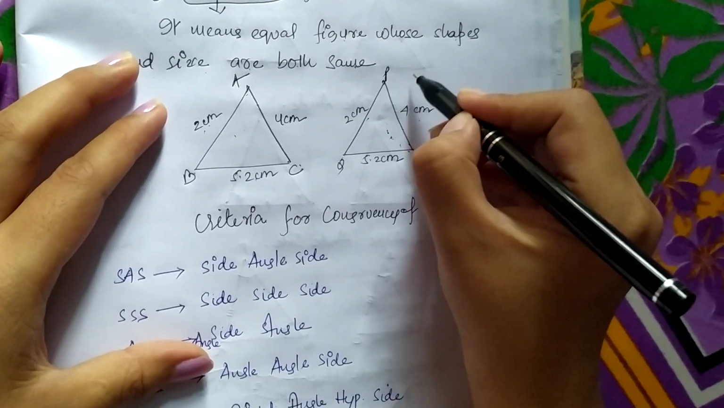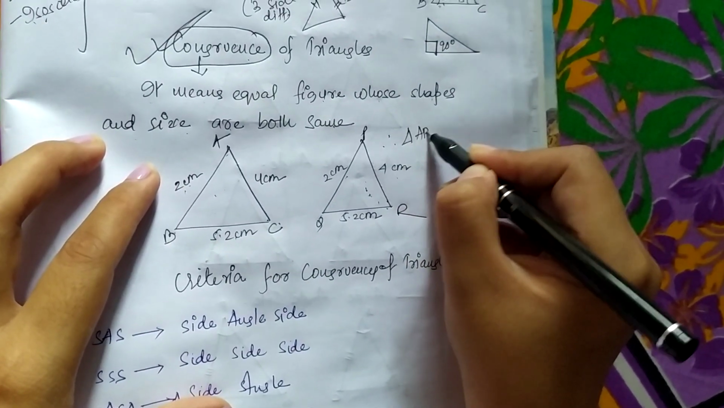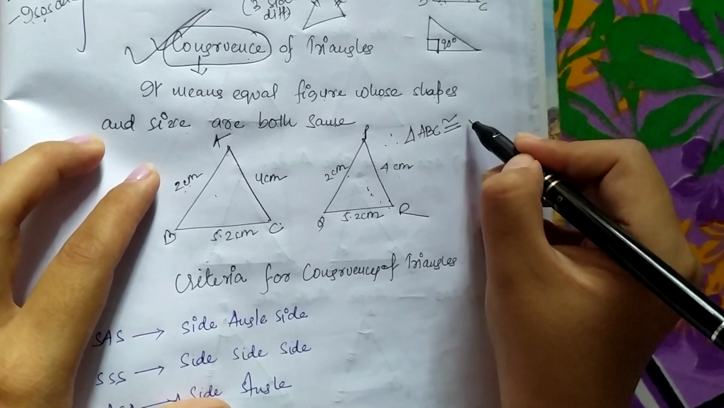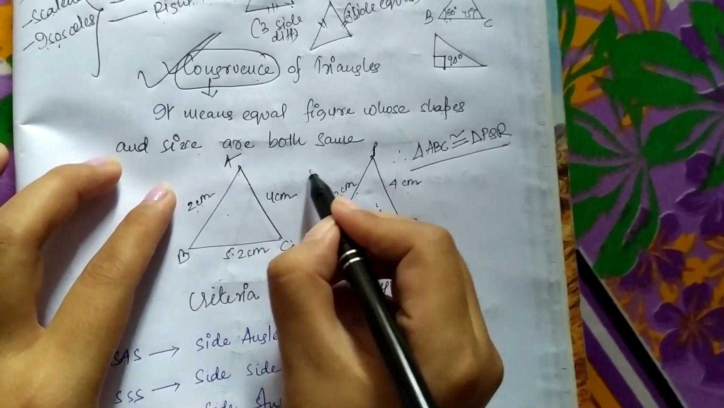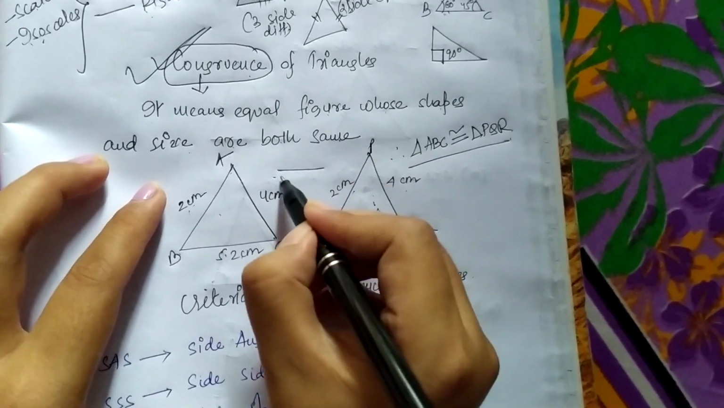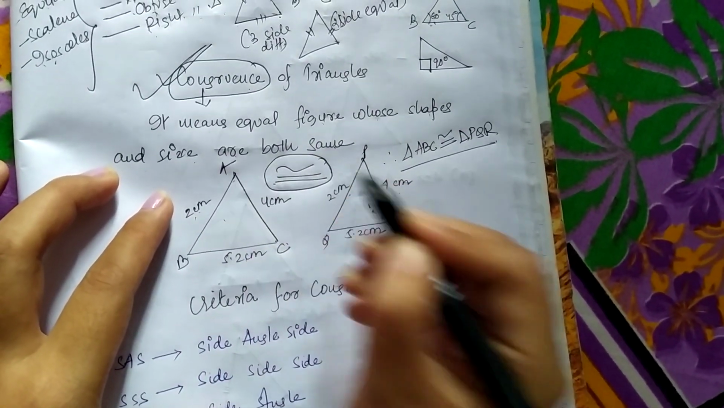And students, how can we write this congruency? We can say that triangle ABC is congruent to triangle PQR. Okay, so the sign of congruency is, you have to make an equal sign first and you have to make it in that way. This is the sign of congruency.